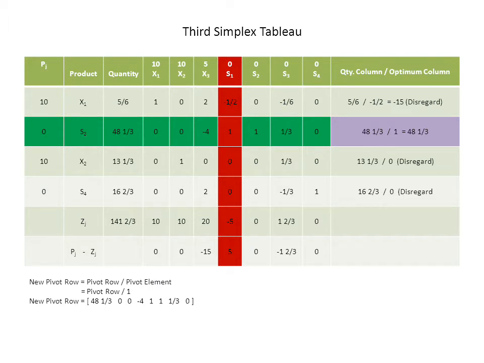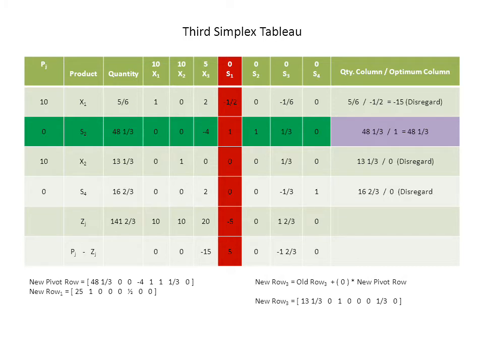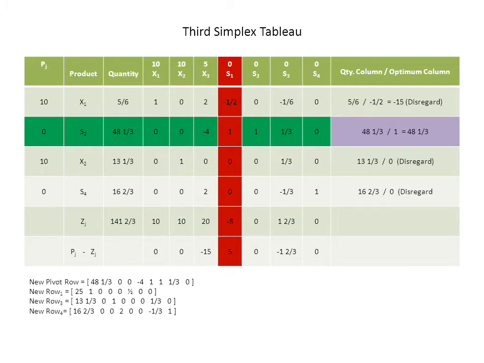Then we compute for the new pivot row values. Pivot row divided by the pivot element generates the following values. Then we compute for the values of new row 1, new row 3, and new row 4. Then we have the new set of rows for the fourth simplex tableau.